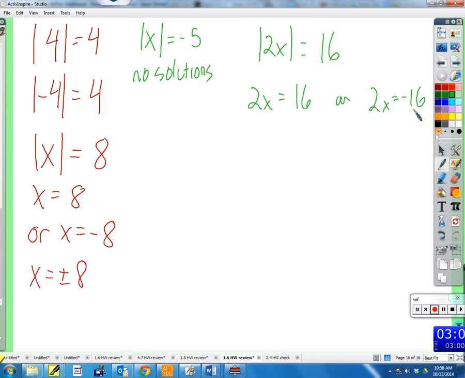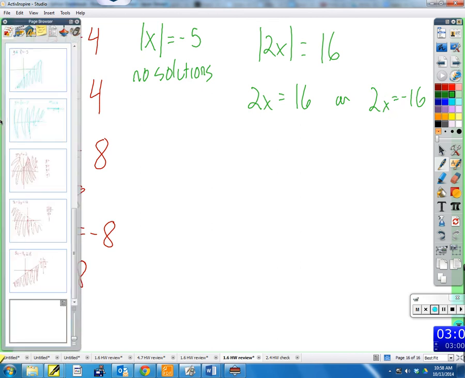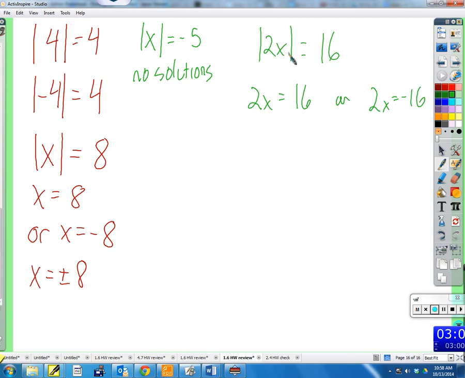This is the stuff inside the absolute value. So if that stuff comes out to be 16, the absolute value is 16. If that stuff comes out to be negative 16, then the absolute value of that is still 16. What we're saying is that when I plug something in for x and multiply by 2 and get negative 16, inside the absolute value, when I take the absolute value of negative 16, it's still positive 16. So if I solve this one, x equals 8. If I solve the other one, x equals negative 8.